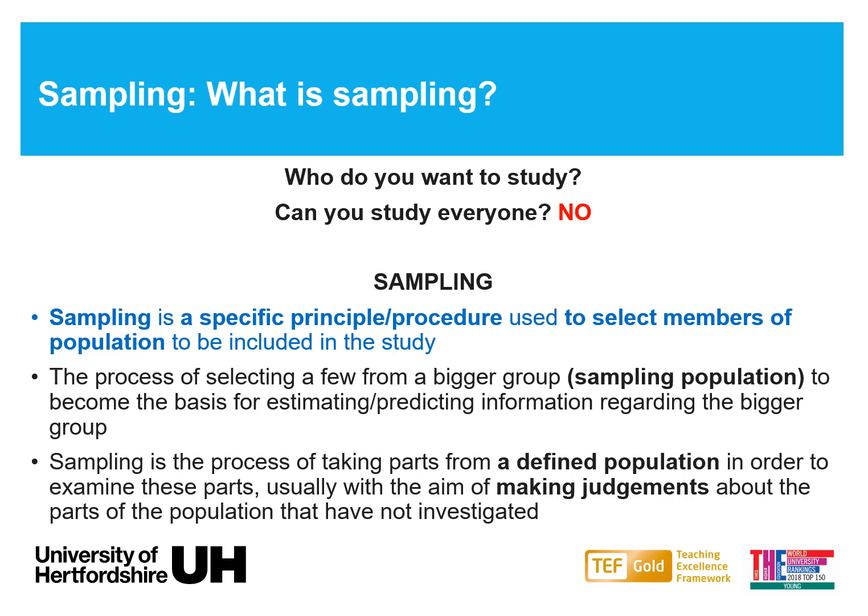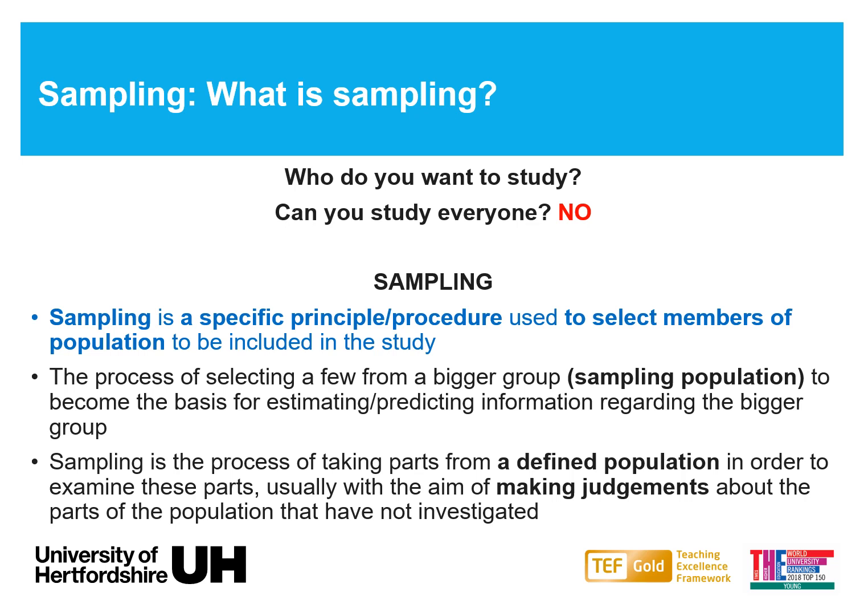So the term sampling refers to a specific principle or procedure that is used to select the members of a population to be included in a study. Sampling is the process, the procedure and the principles you use to select a selective number of participants related to your study. It is the process of selecting a few from a bigger group to become the basis that forms part of your research.